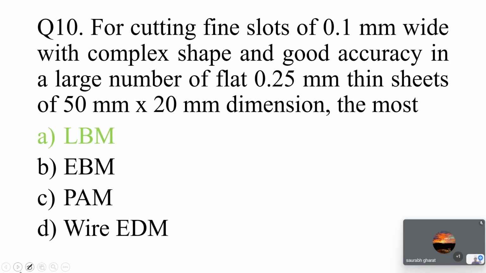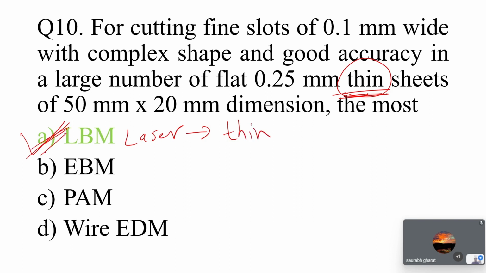For cutting fine slots, 0.5 mm wide with complex shape and good accuracy, in a 20 mm thin sheet. Okay, so what they are mentioning here is thin sheet. Which is the most preferred for thin sheet? I also explained in my assignments that only the LBM is mostly used for thin sheets. The laser is mostly used for thin cases, so laser will be the correct answer. Okay, so we saw all the assignments for week 8.